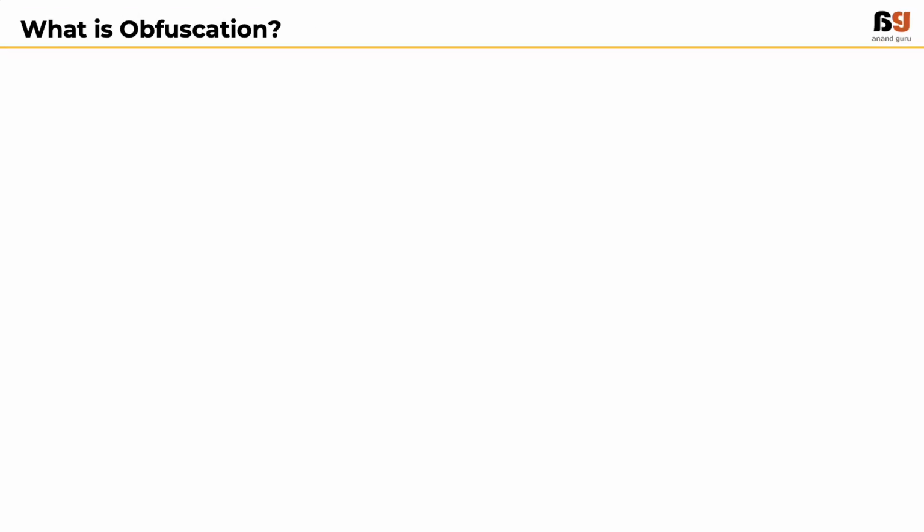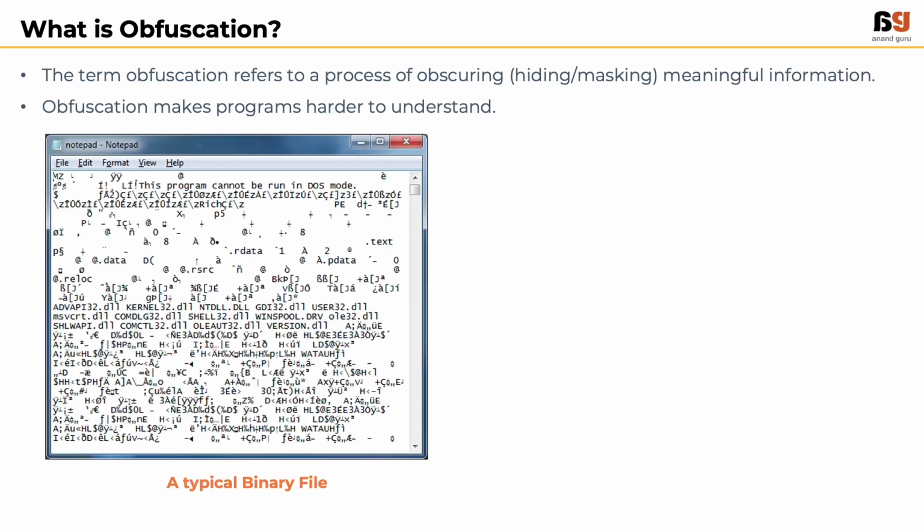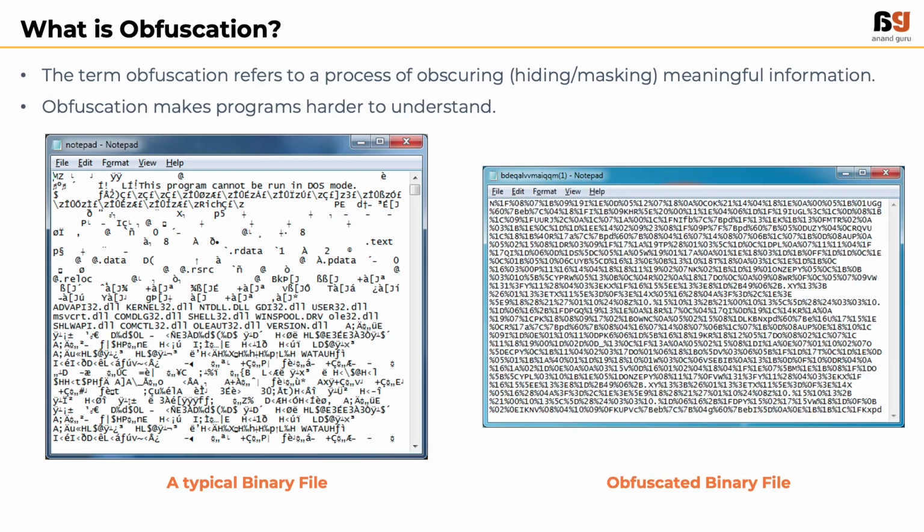Obfuscation is the process of hiding or masking meaningful information. In binaries, obfuscation makes it harder to understand the program. Here is how a typical binary would look. As you notice, you still see a few meaningful words which can be used to construct the functions of a malware. But when the same binary is obfuscated, it would look something like this. And we now notice it is impossible to understand what has been written.